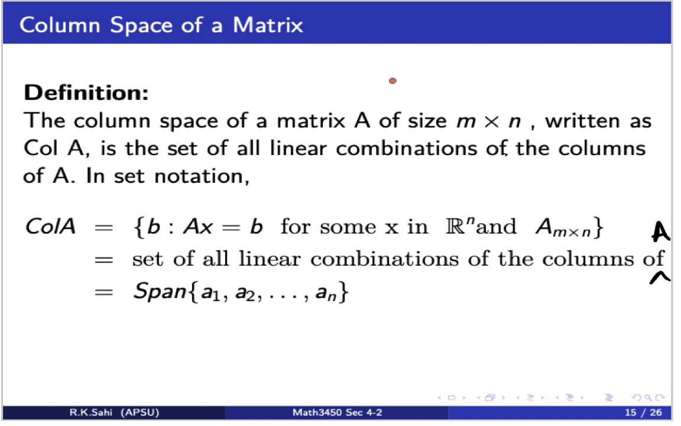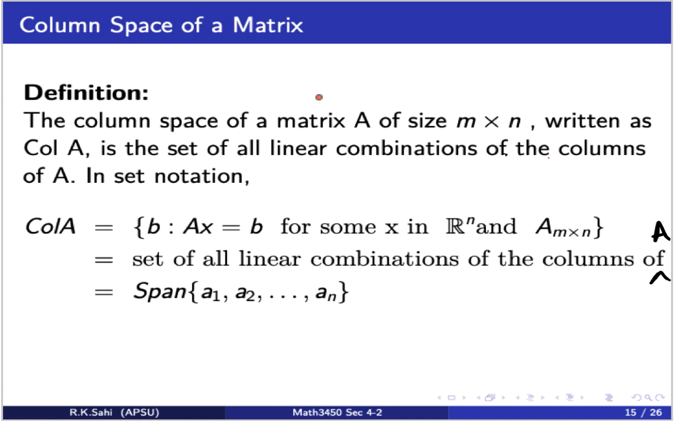Hello everyone. We are going to be talking today about the column space of a matrix. Let's define the column space of a matrix. The column space of a matrix A of size m by n, written as col A, is the set of all linear combinations of the columns of A.